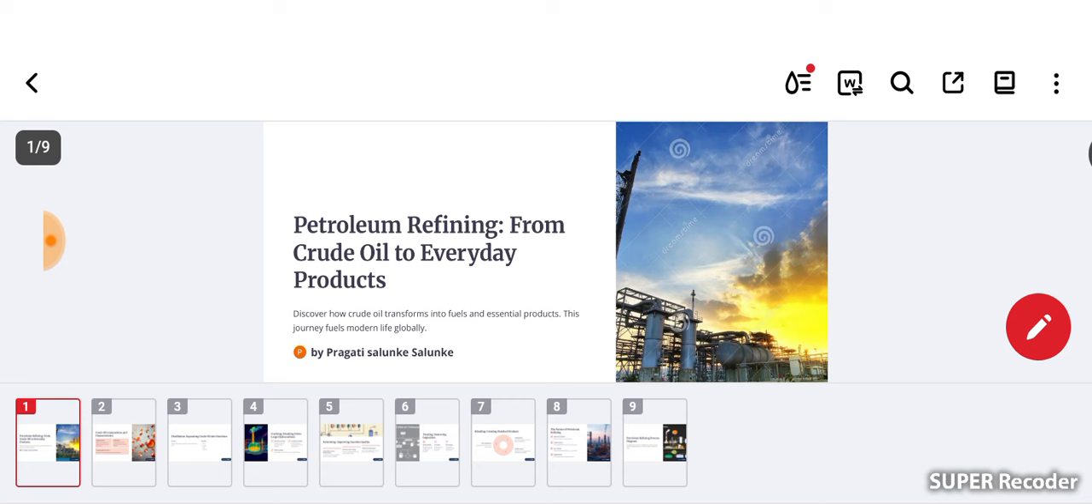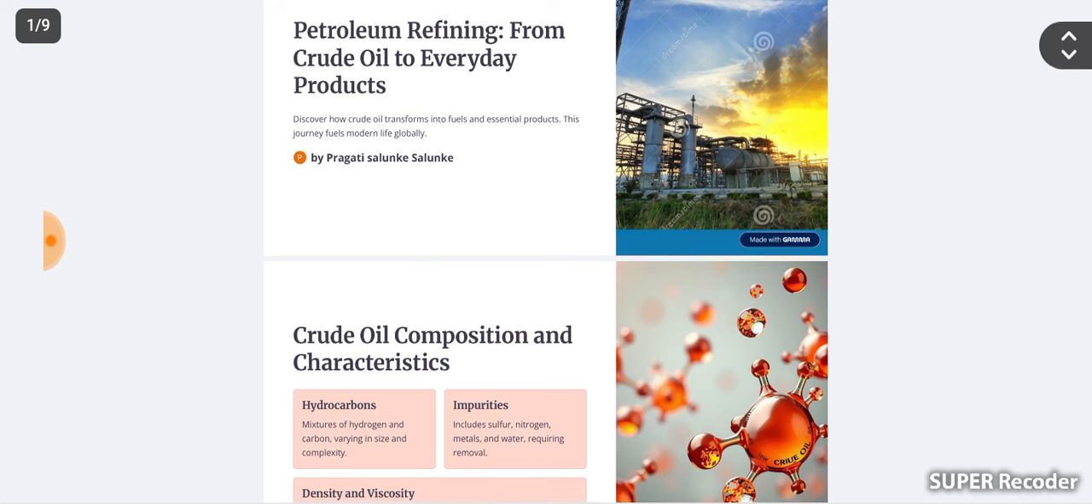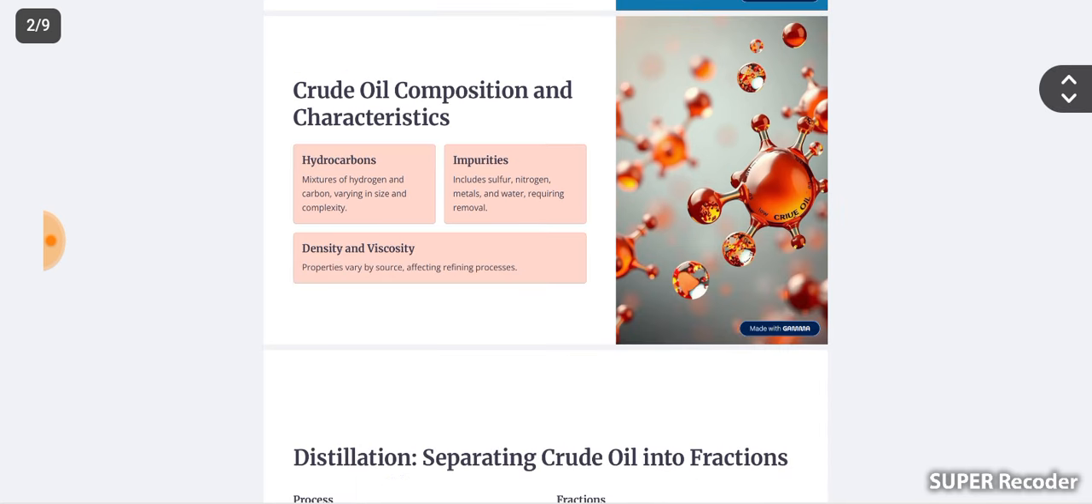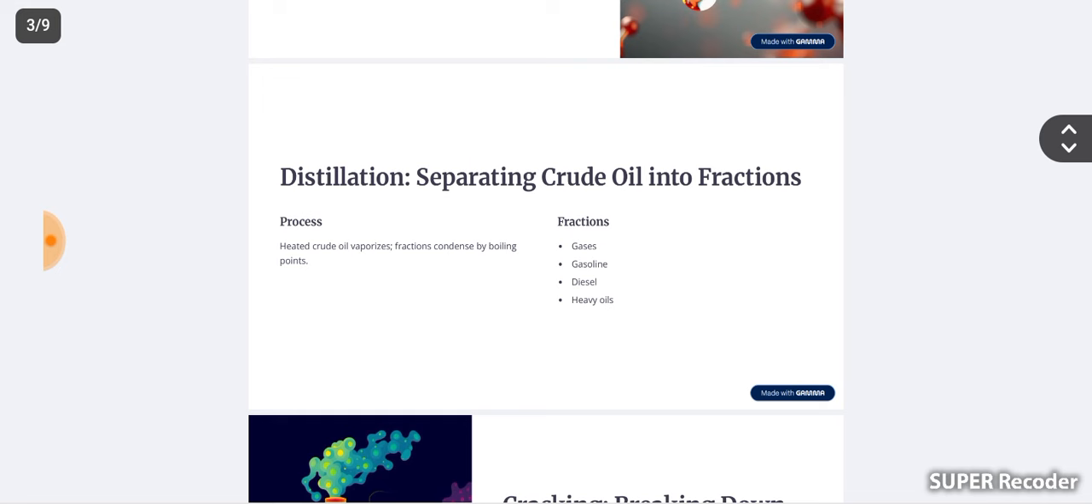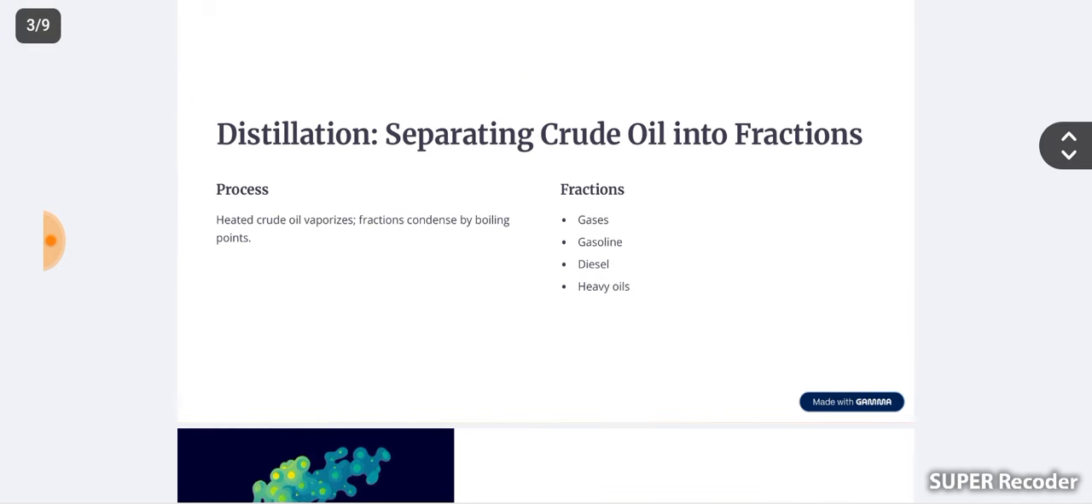And petroleum refining is most important because we get everyday products from the crude oil. We use distillation, separating crude oil into fractions. We are separating crude oil into fractions that are gases, gasoline, diesels, and heavy oils. In the process, we heat crude oil, vaporize it, and the fractions are condensed by boiling points.